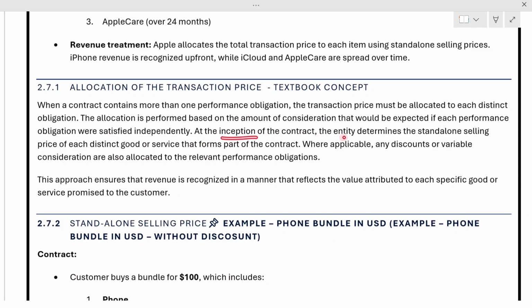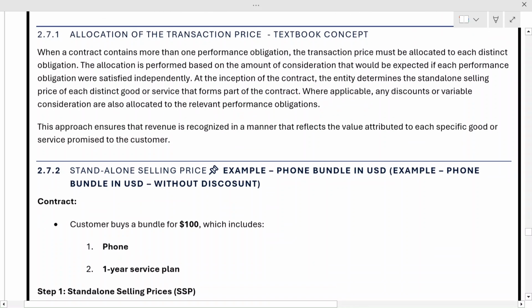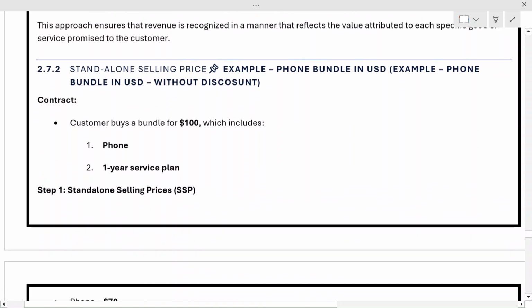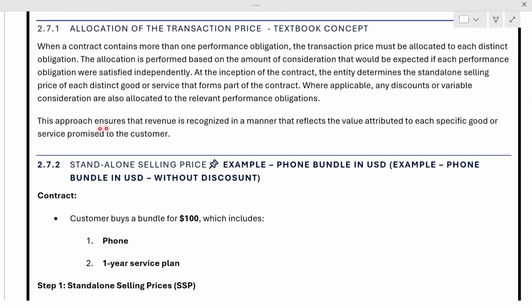At the inception of the contract, the entity determines the standalone selling price of each distinct good and service that forms part of the contract. So basically, Apple will try to determine the individual price of the phone, the individual price for Apple Care, and the individual price for iCloud, and based on that individual price they will apply it.